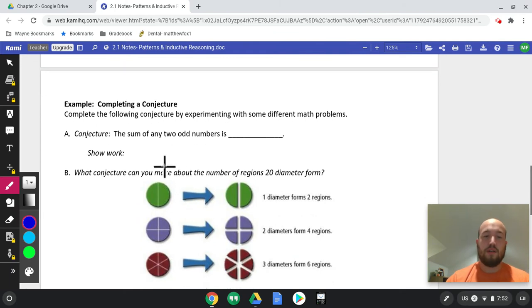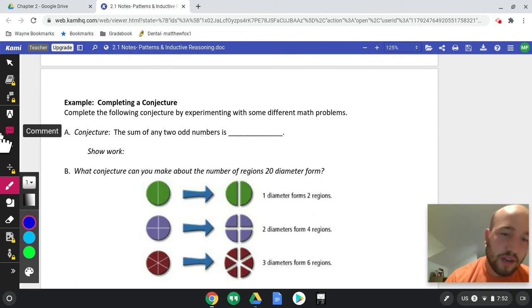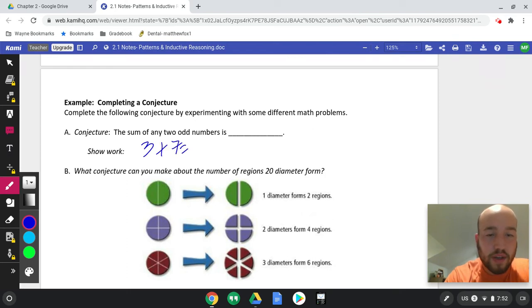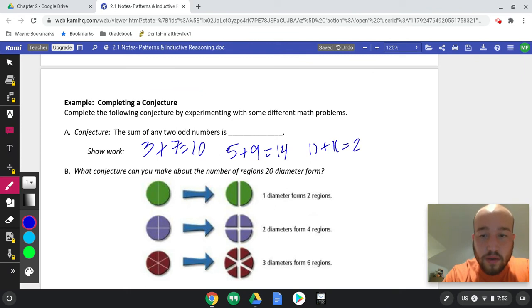So first thing, let's come up with any two odd numbers. I don't care what you choose. I'll do 3 plus 7. We get 10. Okay, two other odd numbers, 5 plus 9. I get 14. 11 plus 11, 22. Okay. Now, no matter what I choose, our answer is always even.